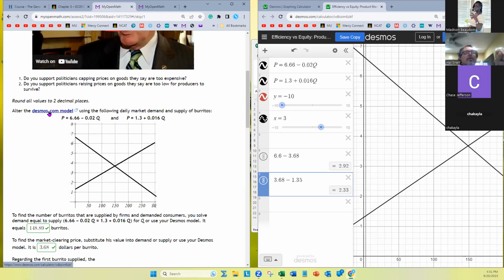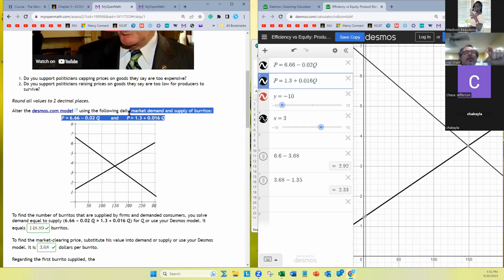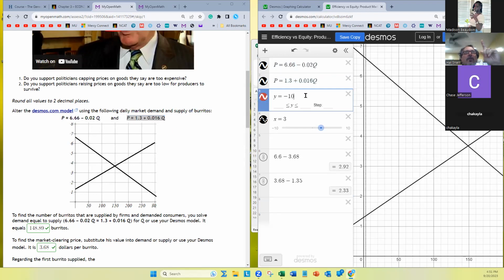If you want to click on that, you can click on that right now. And then what you want to do is make sure your numbers match the model numbers. See, my numbers right here match my demand curve, and these numbers match my supply curve. See that? And then you want to set the y equal to like 5 or whatever it is to minus 10, because you want it to disappear.